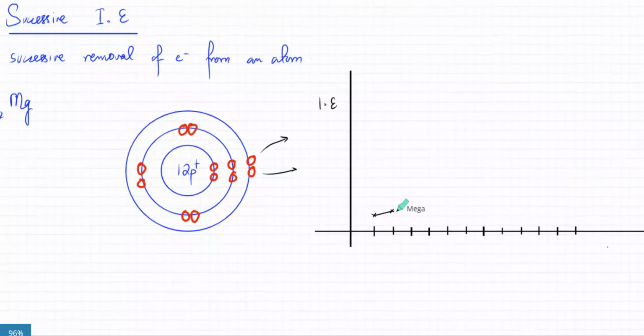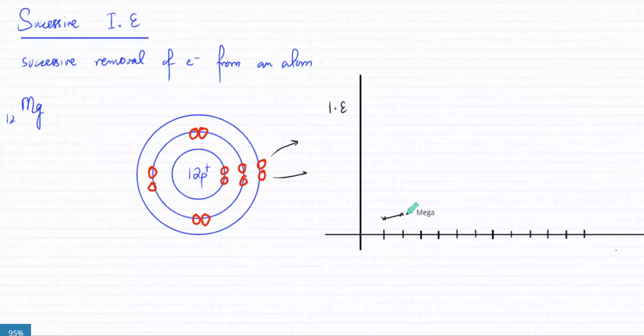Won't it be easier, sir? No, because it's the same single electron being pulled. Look, we removed the first one, we got rid of the first one. Now we're trying to remove the second electron and it just becomes slightly more difficult.